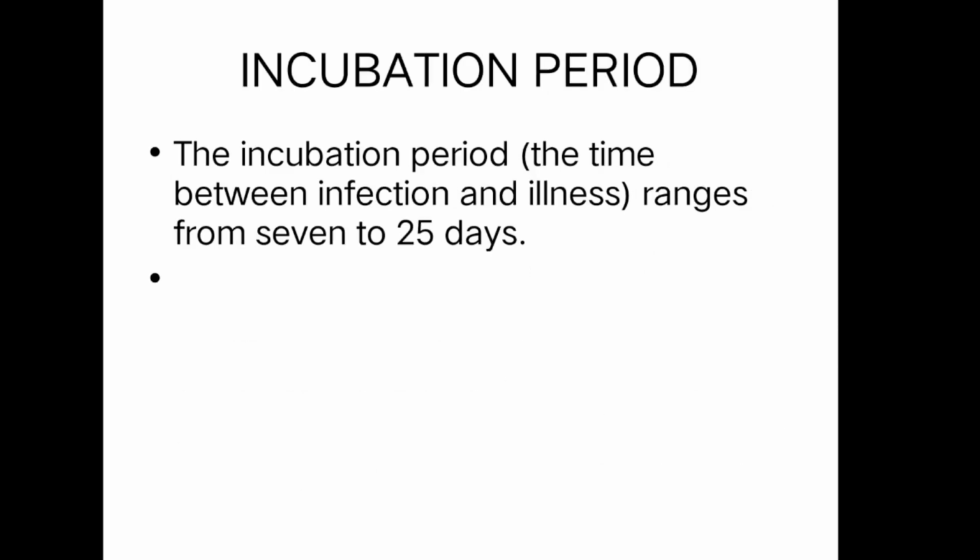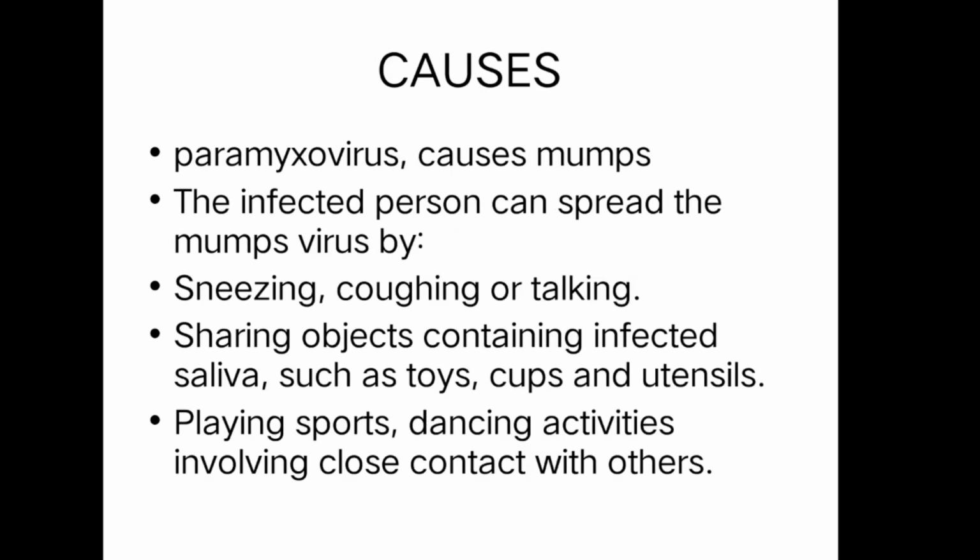Now we'll see what the incubation period is. The incubation period is the time between the infection and the illness. It ranges from 7 to 25 days. Causes: it is caused by a virus known as paramyxovirus. The infected person can spread the mumps virus by sneezing, coughing, or talking, and by sharing objects containing infected saliva.